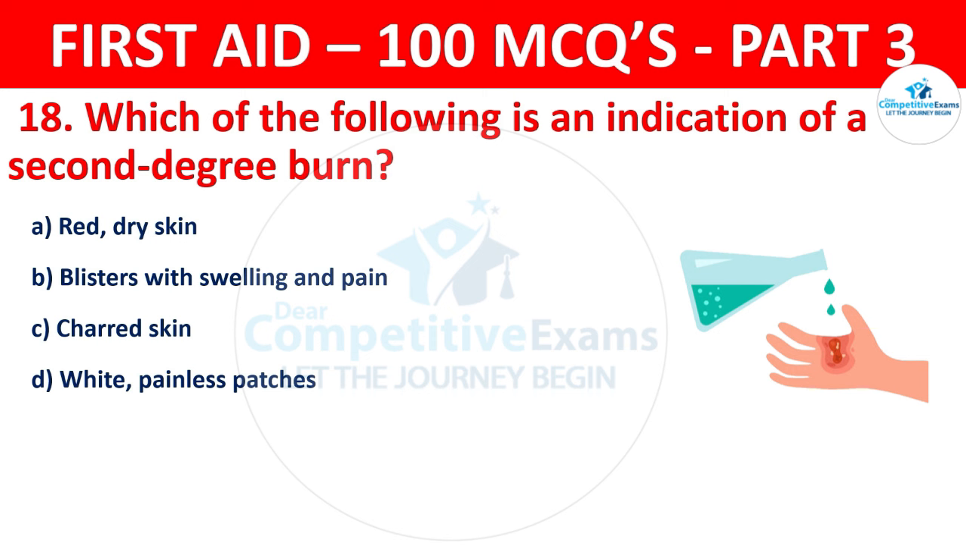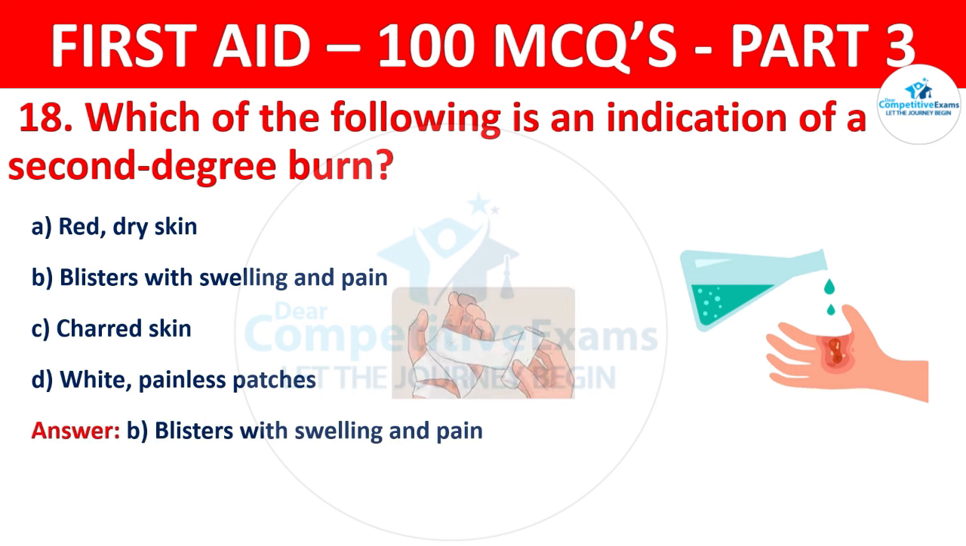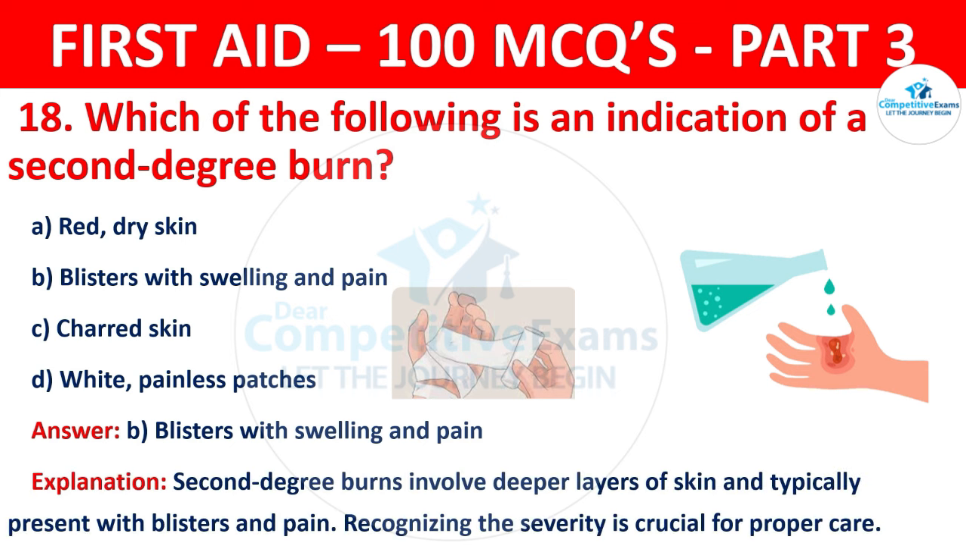The correct answer is B, that is blister with swelling and pain. Second degree burns involve deeper layers of skin and typically present with blisters and pain. Recognizing the severity is crucial for proper care.